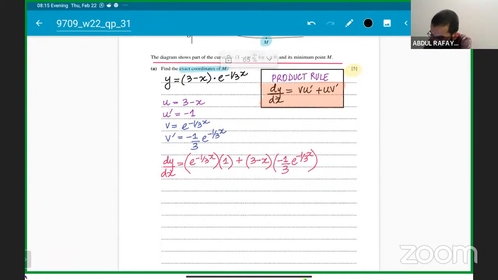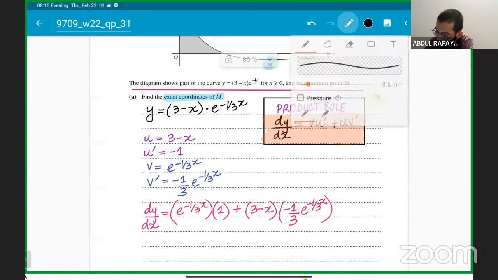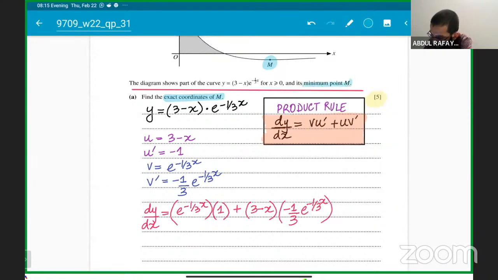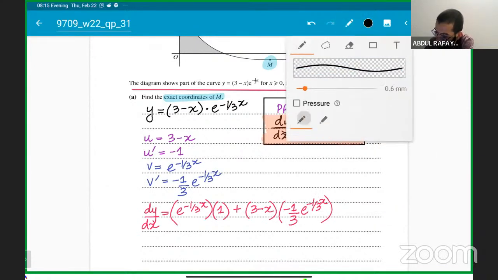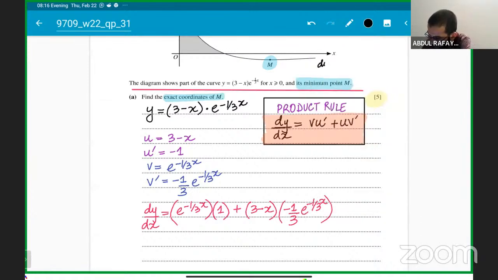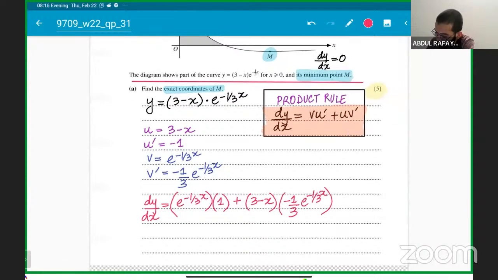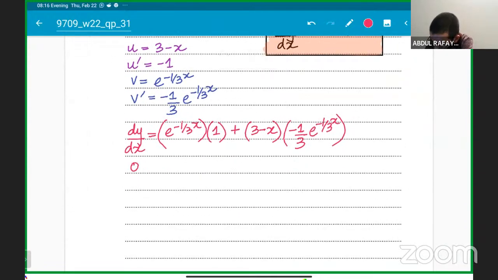Make sure it says minimum point. Everyone knows minimum point is what? A stationary point. Okay, minimum point is where the gradient will be 0. So we have dy over dx, it will be 0. So here we go. It will be the differentiation 0.